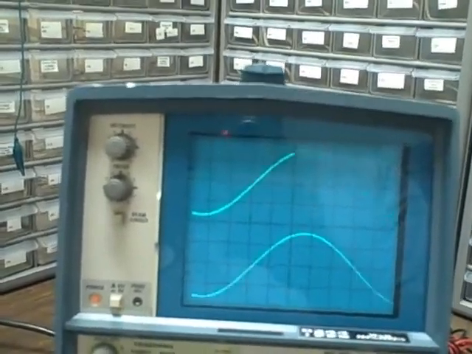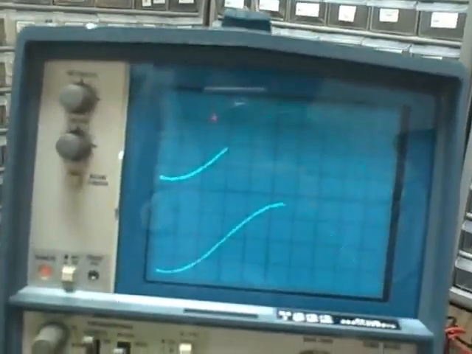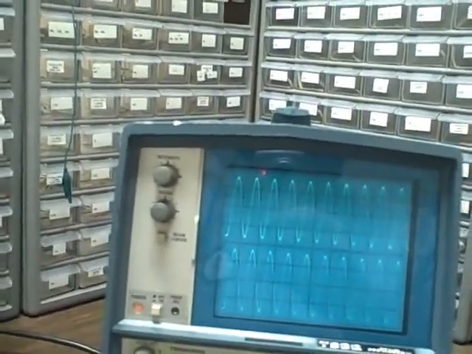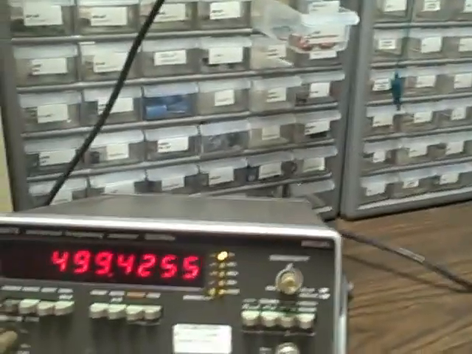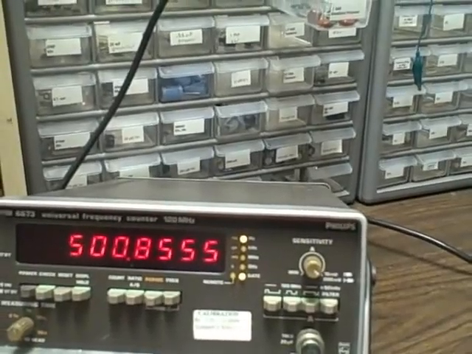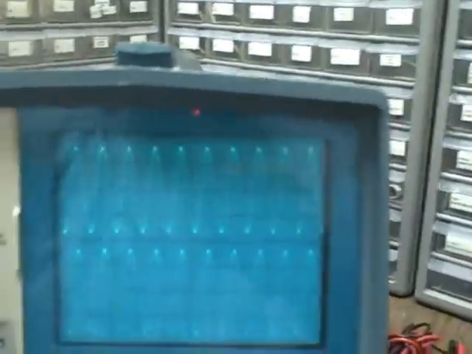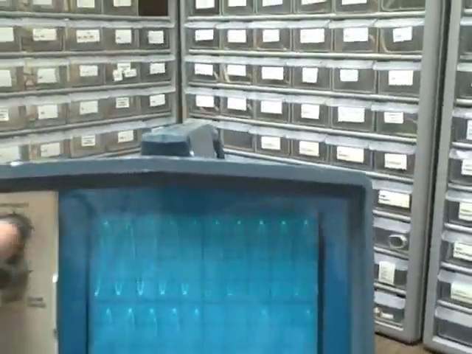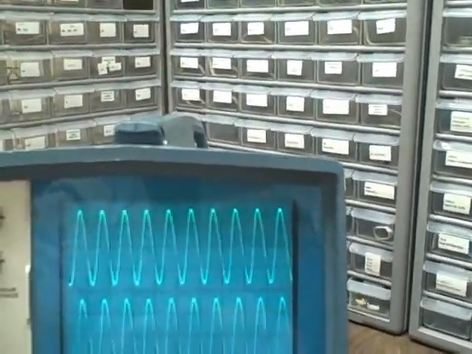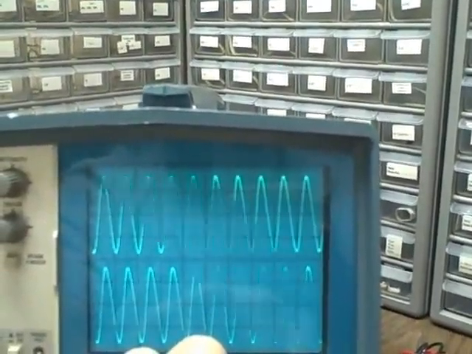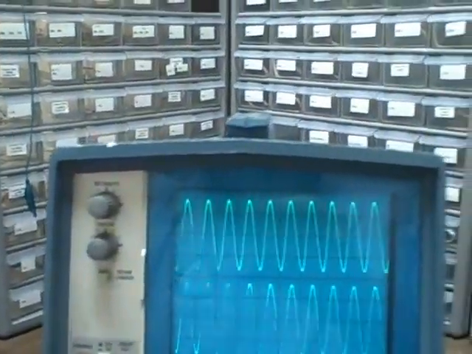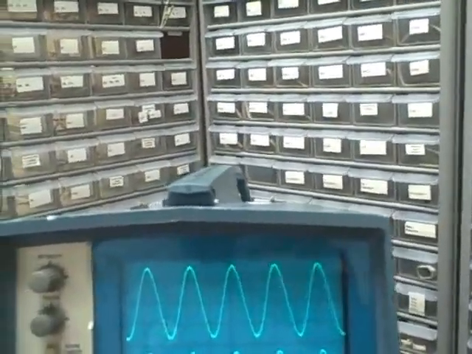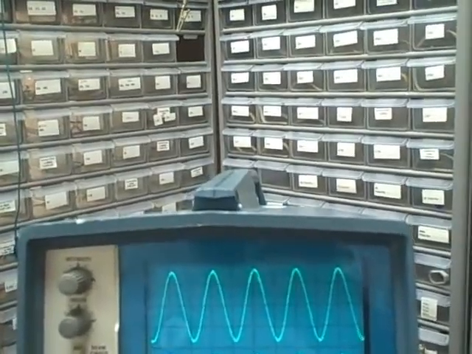Okay, if we were to increase by a factor of 10, we are now running 500 hertz, and at 500 hertz we should see that we complete a cycle in 1 division, and we are. Down again, we're at 1 millisecond per division.